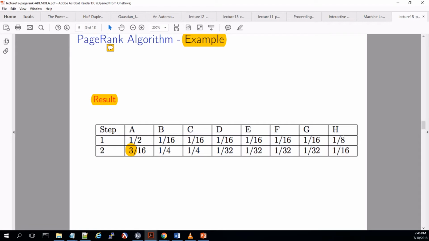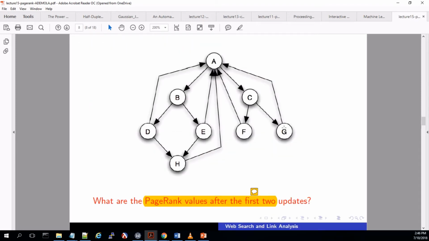Let me do that for H, which is 1/8. So the rank of H will be, we check in the graph the pages that are pointing to H. So how many pages are pointing to H? You can see here this and this, so D and E. So it will be the summation of the rank of D and E.